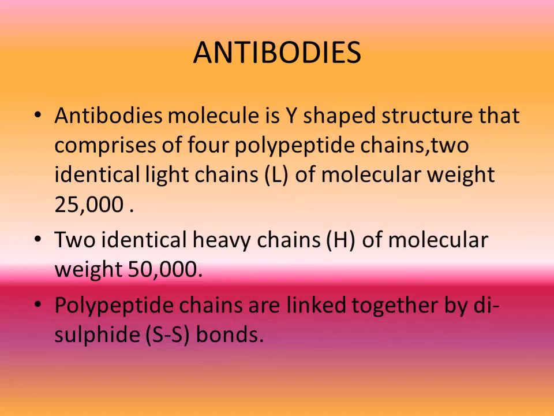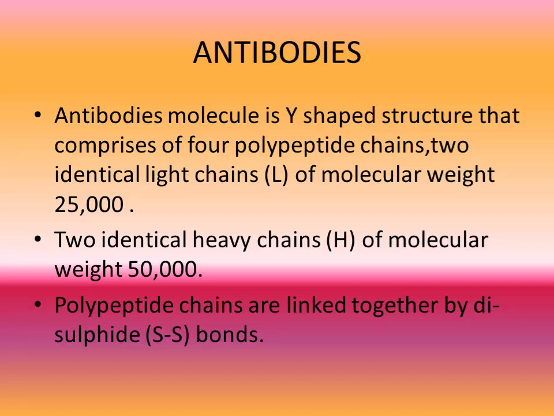So generally the antibody molecules are Y-shaped structures. It consists of 4 polypeptide chains. A polypeptide is a protein chain, a chain of many amino acids joined together. 2 identical light chains and 2 identical heavy chains.